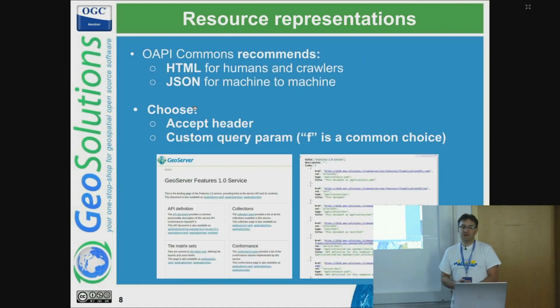Each resource has a representation, and can have multiple representations. OGC API Common recommends HTML and JSON as two possible representations. They are not mandatory. Most implementations of services implement JSON. Some implement HTML. You're free to implement whatever other representation you want.